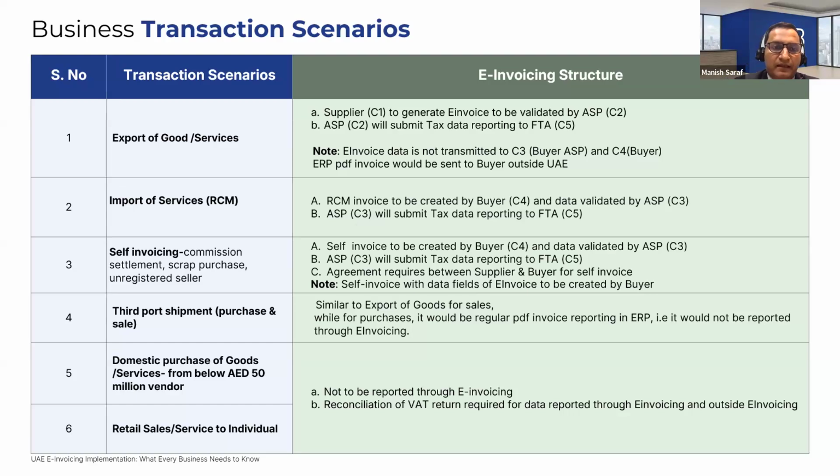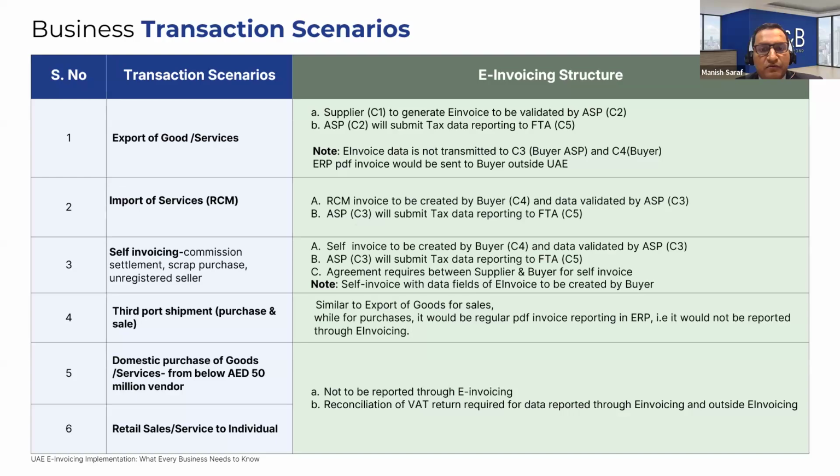And as I was mentioning with respect to the third port shipment, in the third port shipment the goods are not touching the port of UAE. It is outside the UAE. So how does it happen in the e-invoicing platform structure? First you will buy it. Maybe you are buying it from Singapore, so your supplier is in Singapore. It is not coming to UAE.